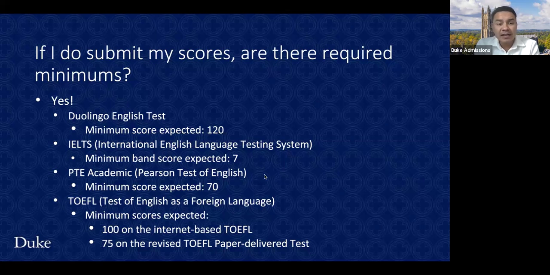For the PTE Academic, the minimum score is a 70. For the TOEFL, we have 2 minimum scores. One for the internet-based TOEFL, that's 100. For the paper delivered test, it's 75.